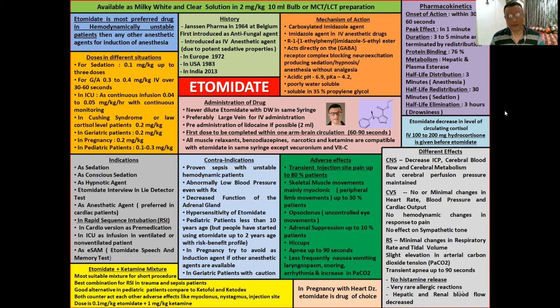Etomidate can be mixed with ketamine. So it is the most suitable mixture for short procedures. It is the best combination for rapid sequence intubation. The dose is 0.1 milligram per kilogram etomidate plus 1 milligram per kilogram ketamine.